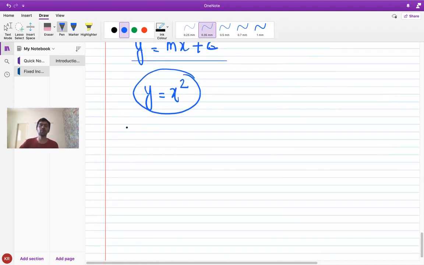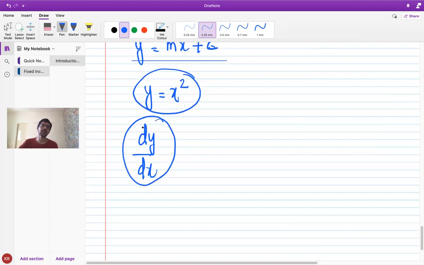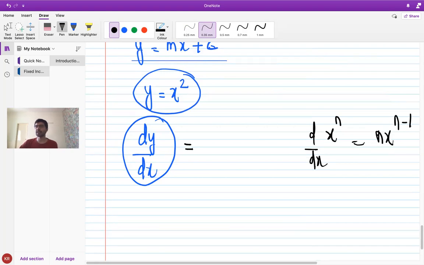Now over here, differentiation is going to come to our help. Okay. Now if you do dy by dx of x square, if by chance anybody remembers, d by dx of x power n is n into x power n minus 1. So here it's going to be 2 into x power 2 minus 1, which is equal to 2x. So dy by dx is going to be equal to 2x.